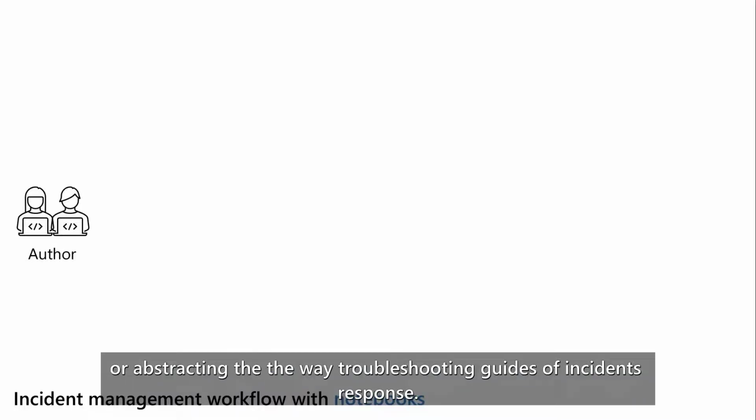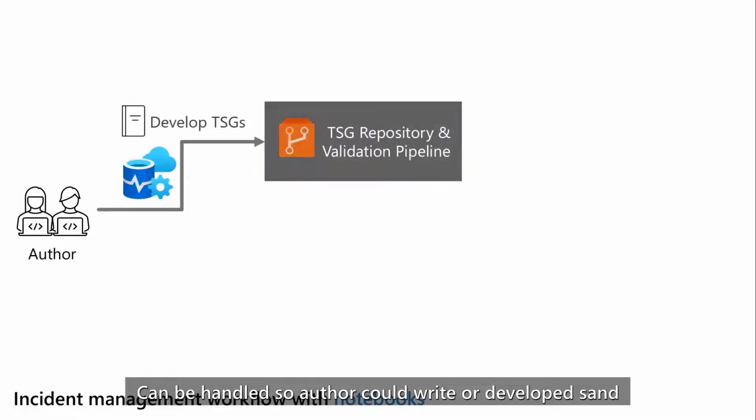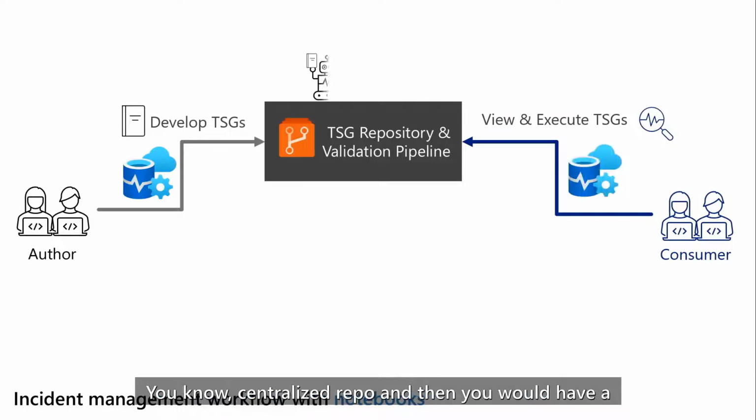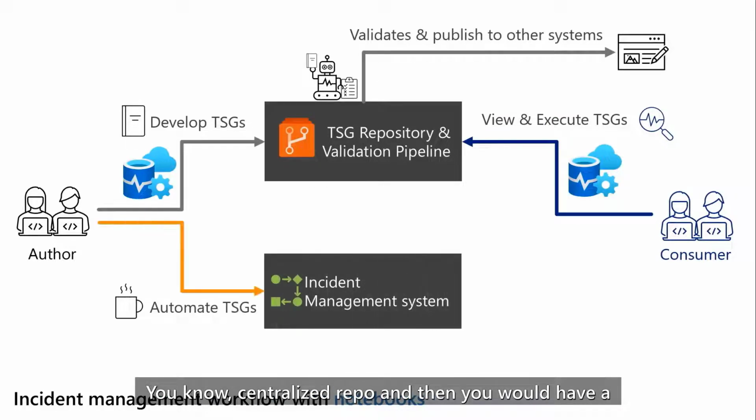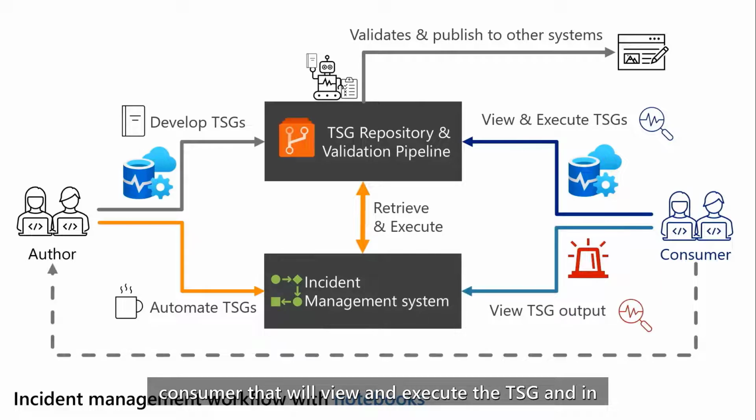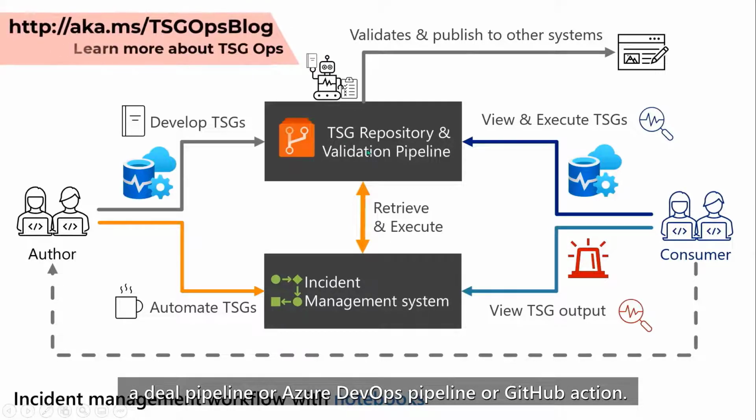So here's another way of looking at this TSG Ops methodology, or abstracting the way troubleshooting guides or incident response can be handled. An author could write or develop TSGs and store them in a centralized repo, and then you would have a consumer that will view and execute the TSGs. Inside the repo or validation pipeline itself, in case you have to publish to different areas, as an example, perhaps a more locked down area, you can use an ADO pipeline, or Azure DevOps pipeline, or a GitHub Action to publish to other systems.